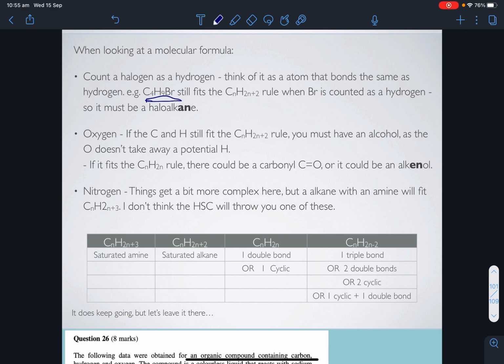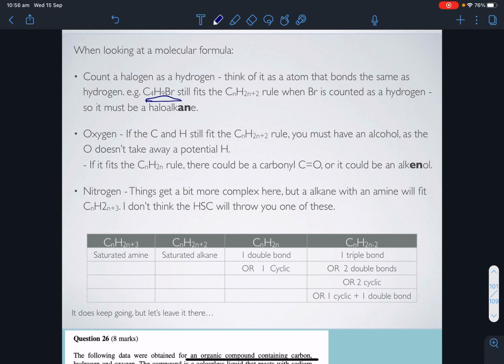So it's a haloalkane, and I know I don't have any double bonds there at all. I just need to find out where the bromine is, and we'll use different techniques to do that. Probably NMR would be best for that. If you have an oxygen in the molecule, there are 2 things that could happen.